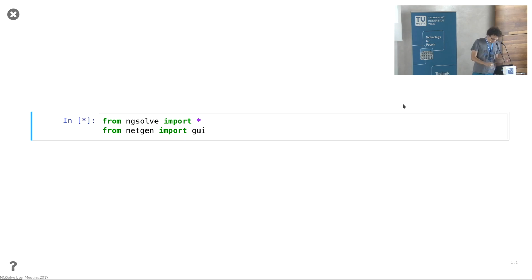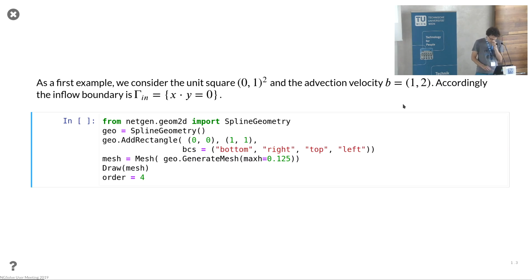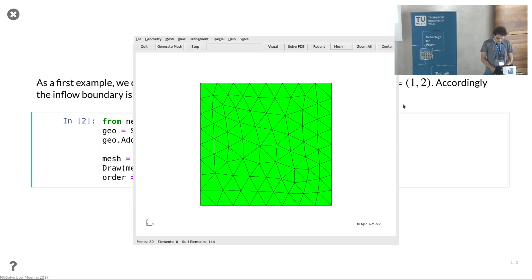Okay, so the usual, we import what we need, GUI and so on. We consider the simplest geometry that we could have, so just a unit square again.